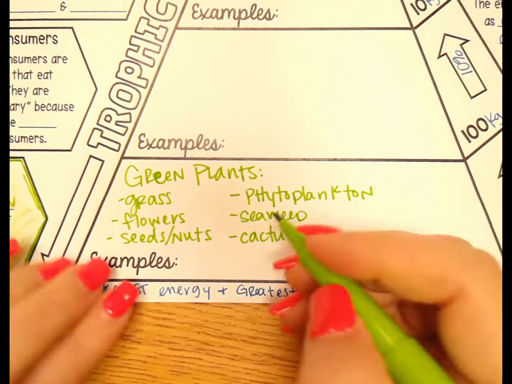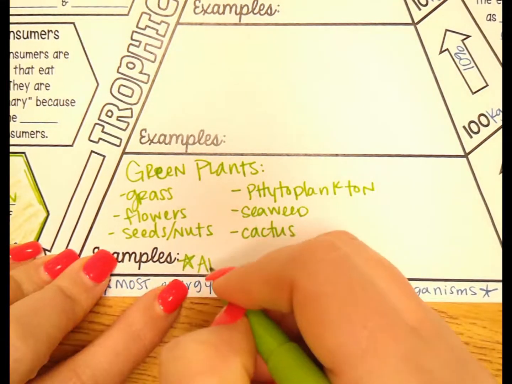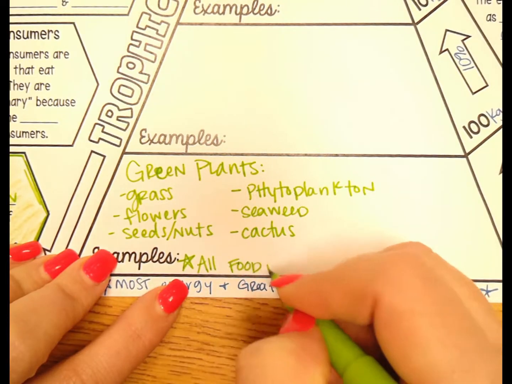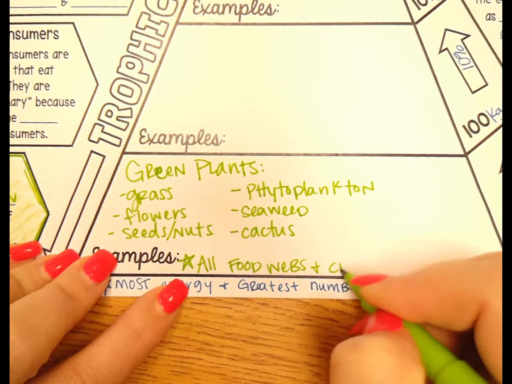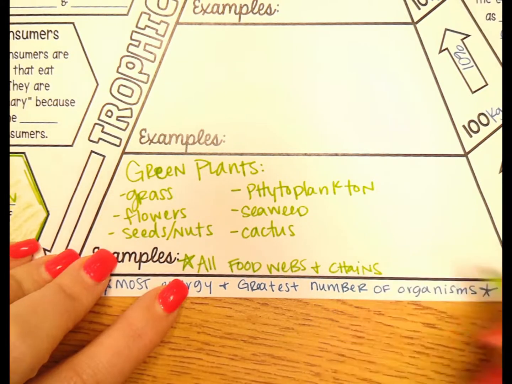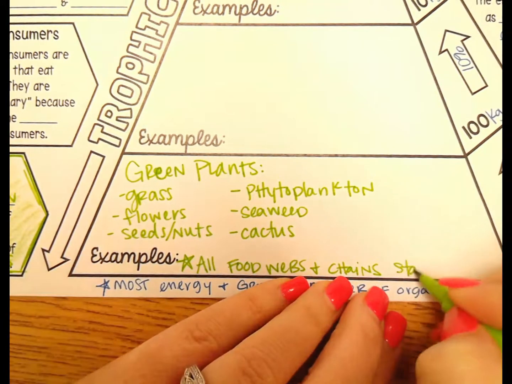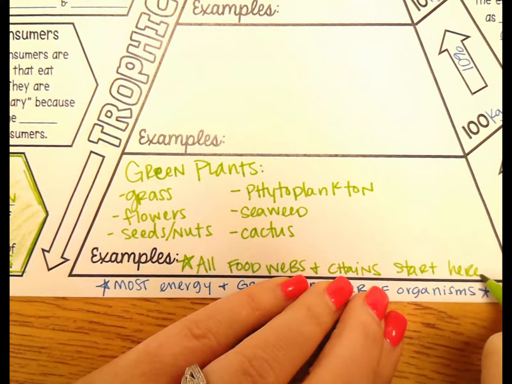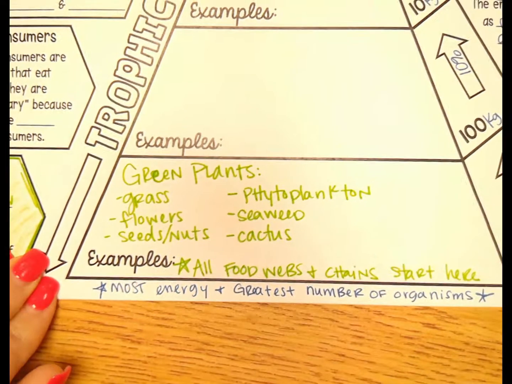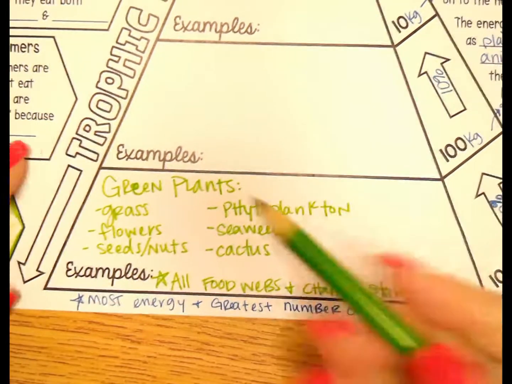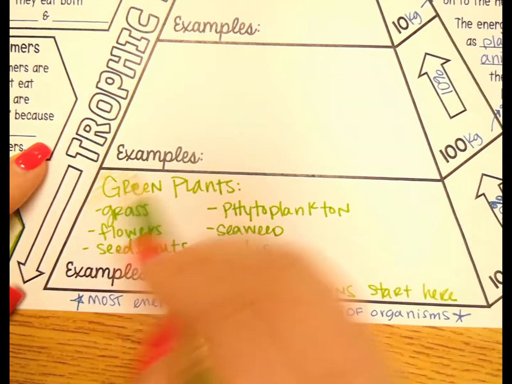All of the food webs and chains are going to start here. Okay, they're going to start with a producer. So we can go ahead and shade our box green.